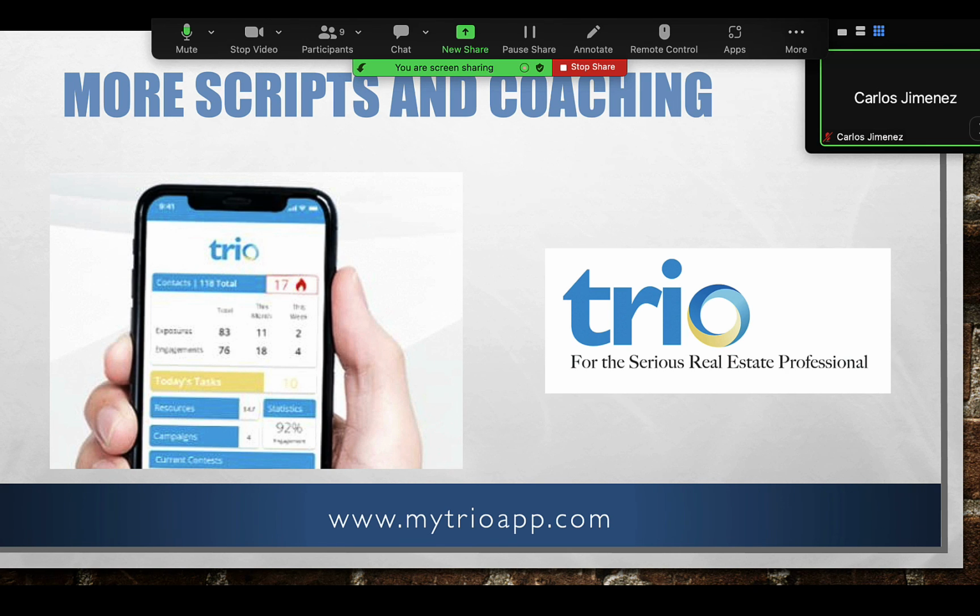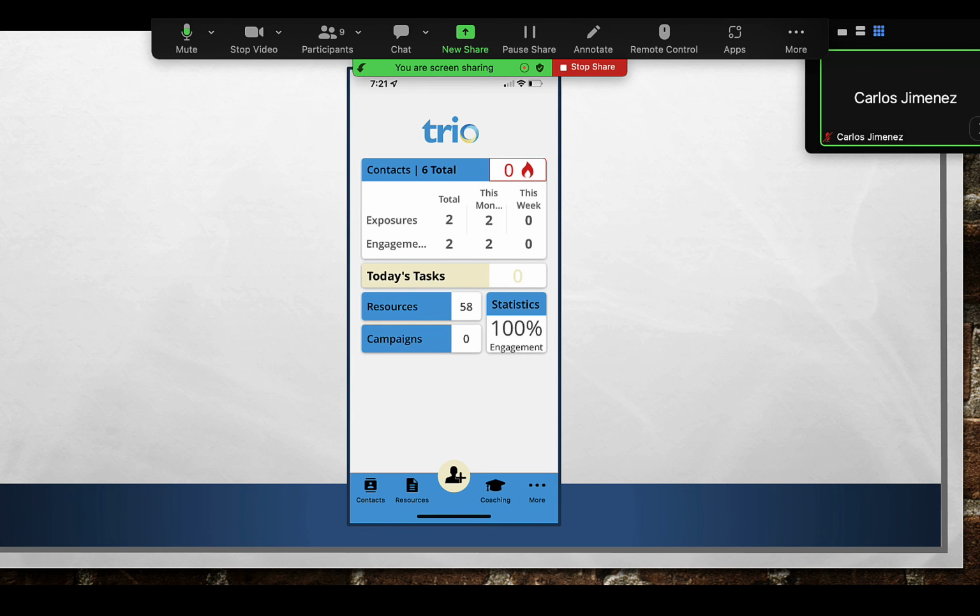So as you know, I talked about last week, I created an app. I took all my scripts, all my coaching and everything and built it into this app. And I'm going to show you exactly how you could use this with working with real estate investors. So this is the main screen here. And what you'll see, I have this little resource section here.